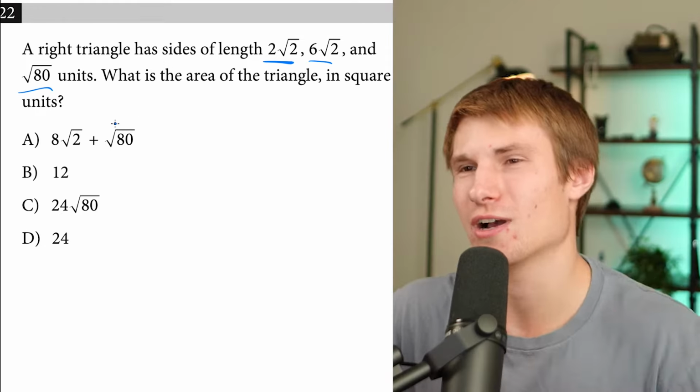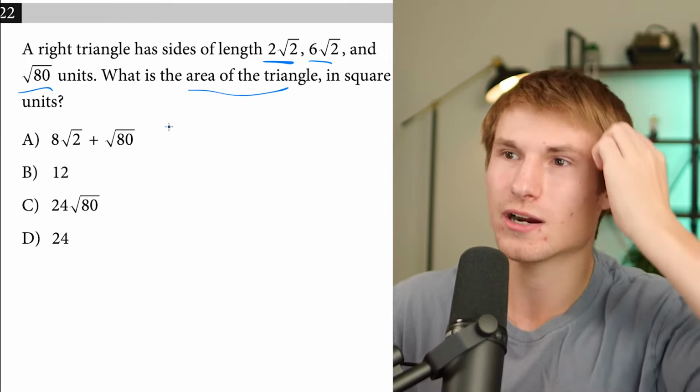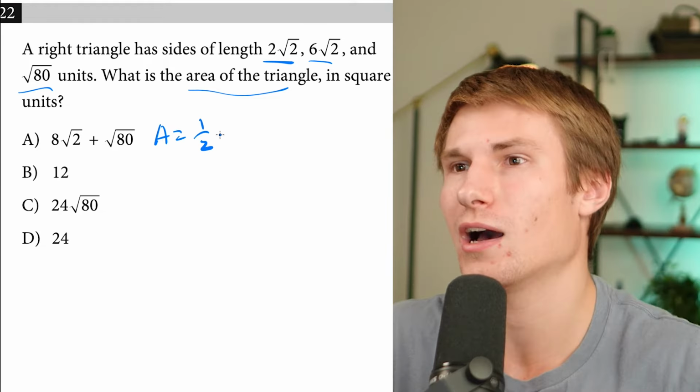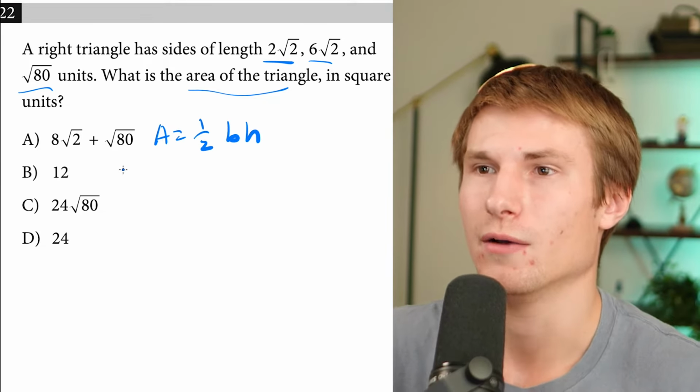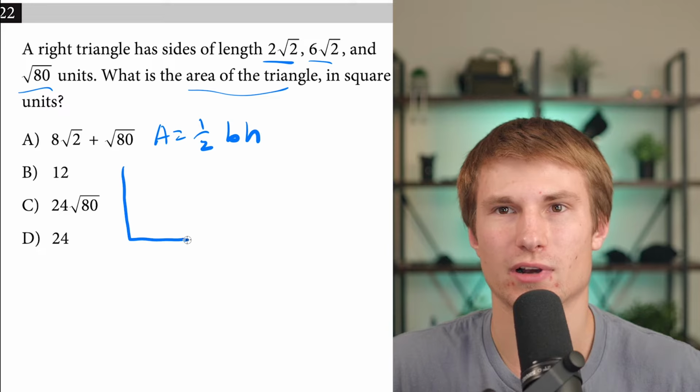What is the area of the triangle in square units? All right, so we're solving for the area of a triangle. The area of a triangle is going to be 1/2 of our base times height. If I go ahead and draw this triangle out, we've got a right triangle.